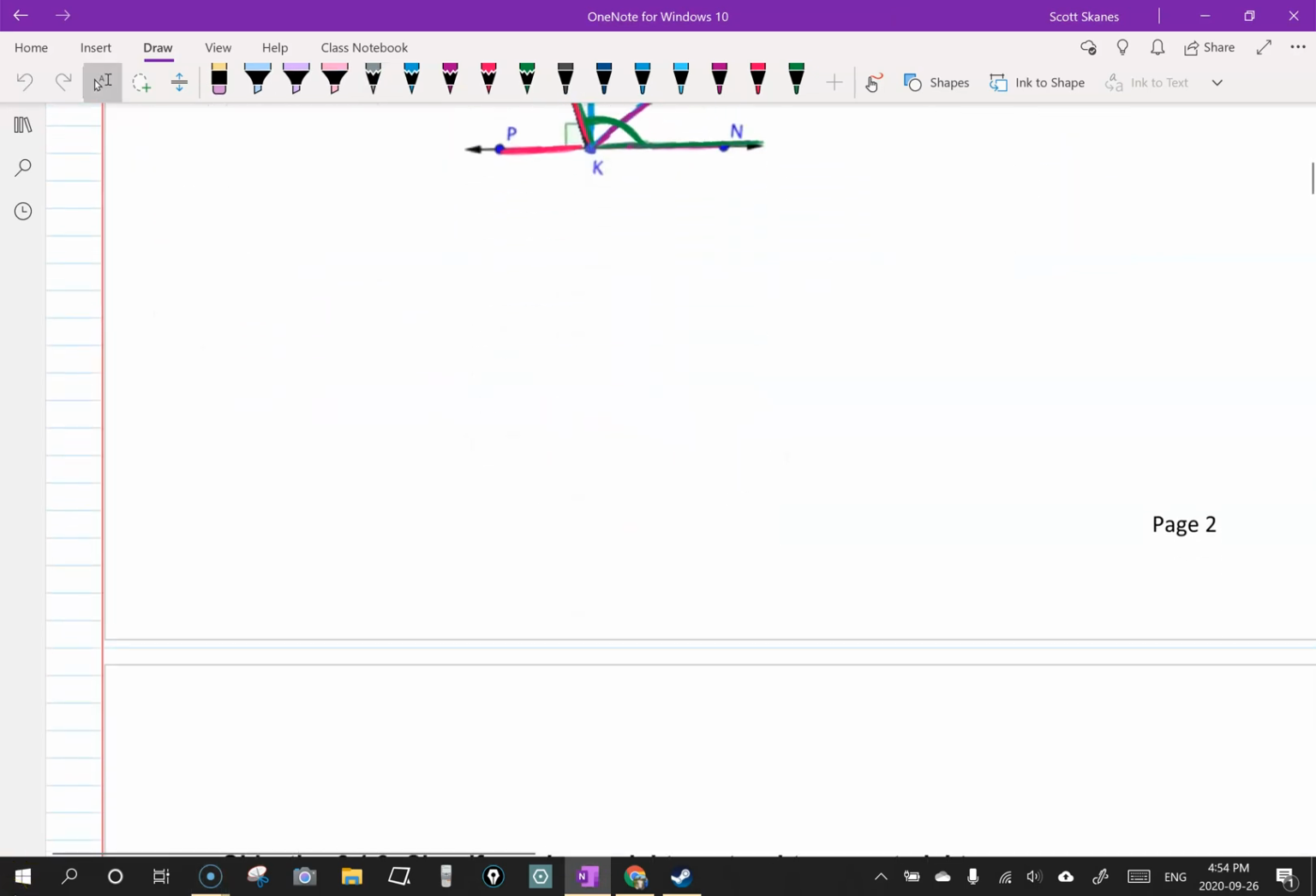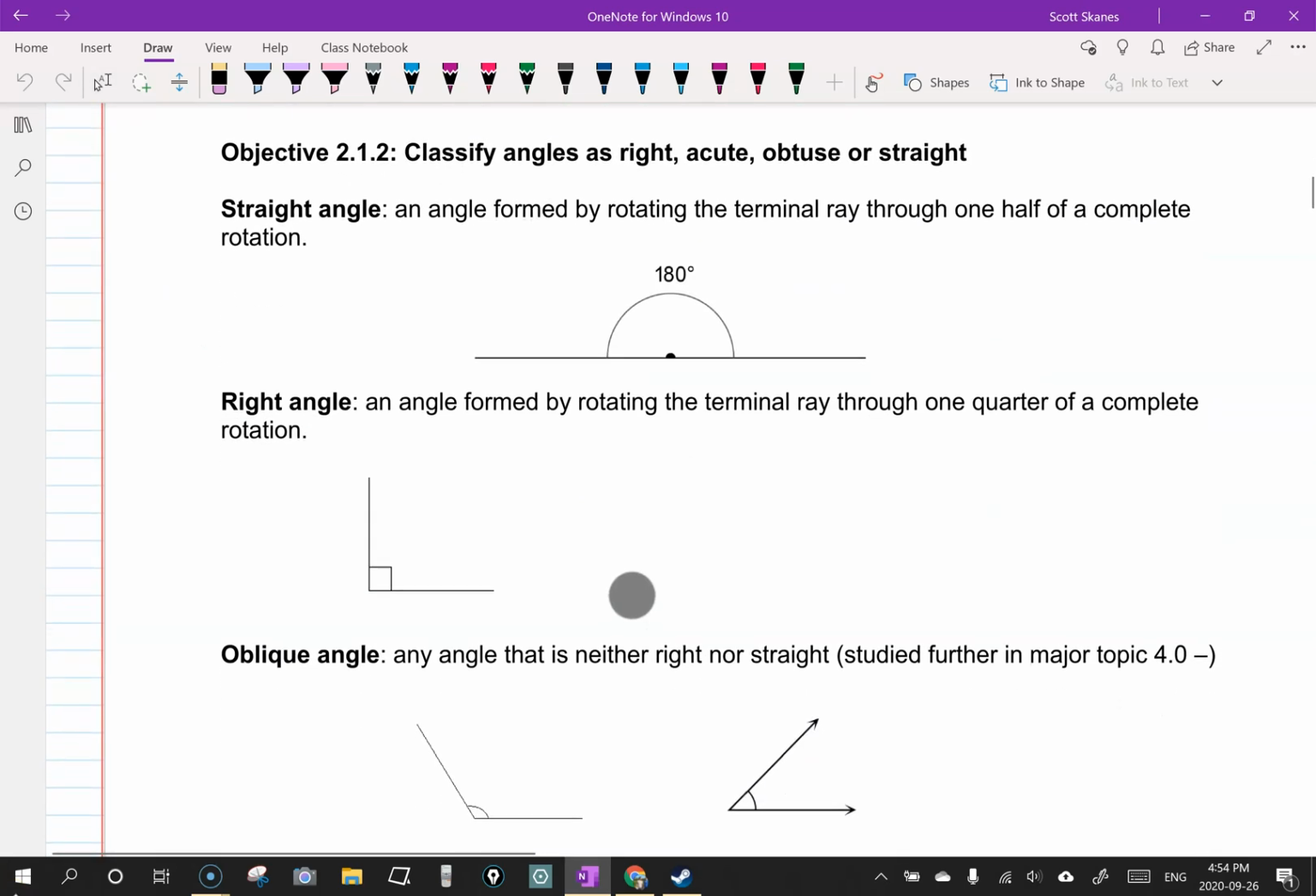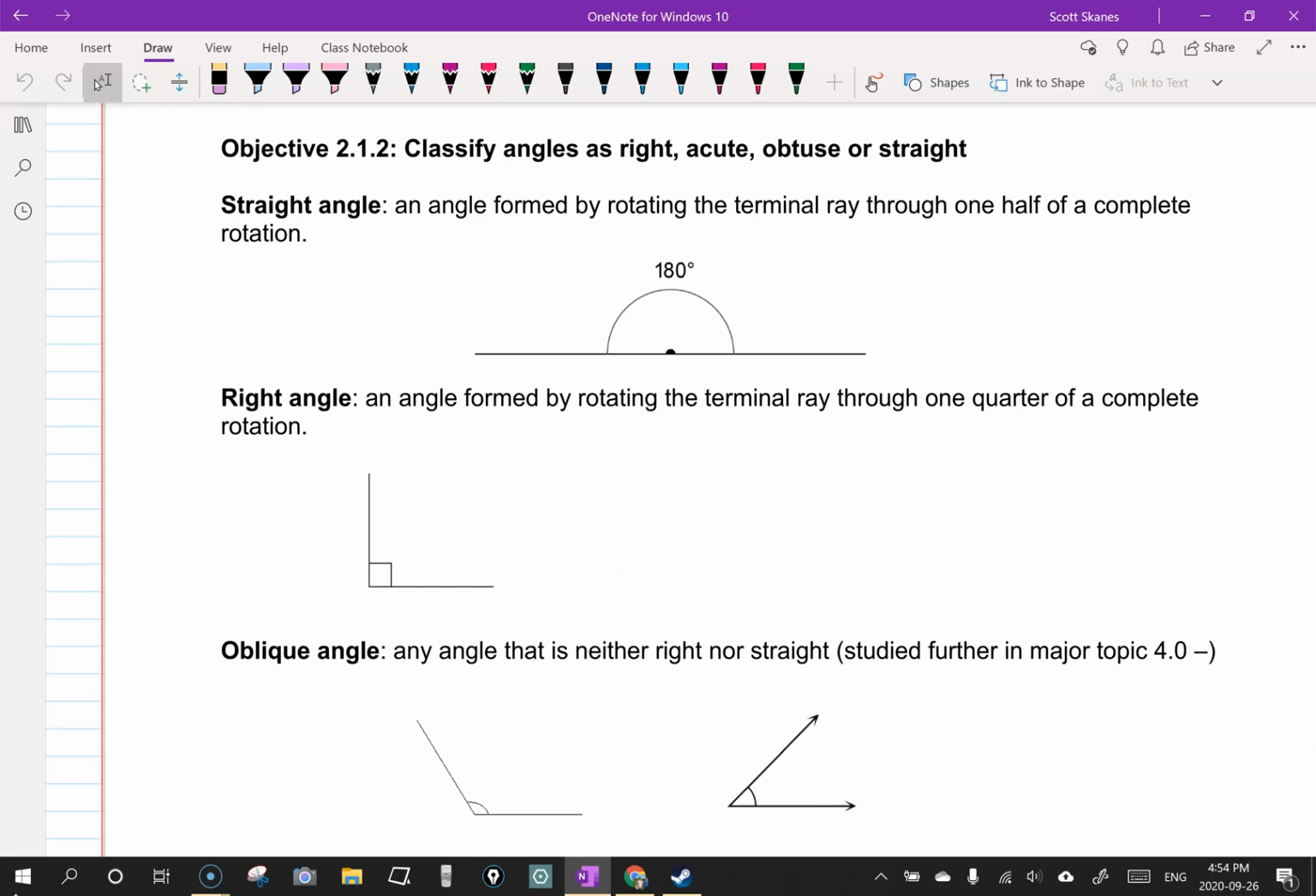So we're going to move on here and continue our exploration into the definitions. Can't really do much unless we know what all these terms mean. So let me take them one step at a time. We're going to classify angles as right, acute, obtuse, or straight. So we'll start with straight because it's an easy one. It's an angle formed by rotating the terminal ray through 1/2 of a complete rotation. So what this means is that we have the initial ray here, and we have another ray which would have started on the initial ray and then moved all the way around. And now we actually have two pieces. That's a straight angle. If you've done woodworking and things like that, like a straight edge, straight angle, it just means a straight line. It's 180. So that's a pretty straightforward one.